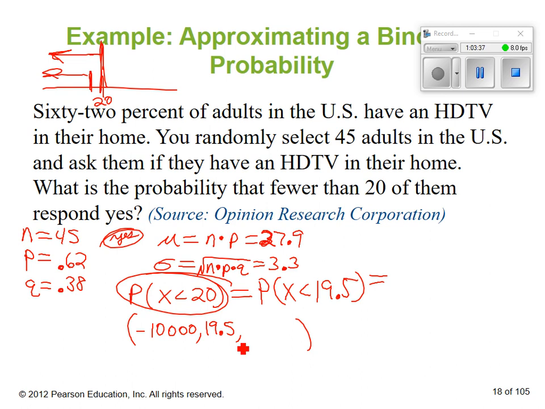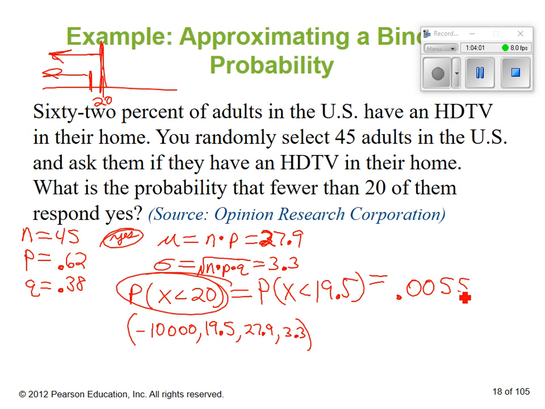What's our mean? 27.9. What's our standard deviation? 3.3. 0.0054. Say it one more time. 0.0055. Yeah. Anybody else get that?